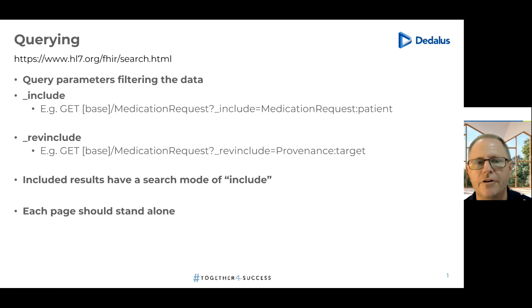So in that first example, if we've got a set of medication requests, the patients that are linked to those medication requests on that page should be included in that page, so that you, as a FHIR client, can render the patient details for those medication requests.